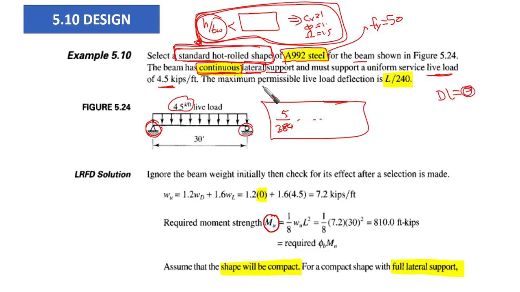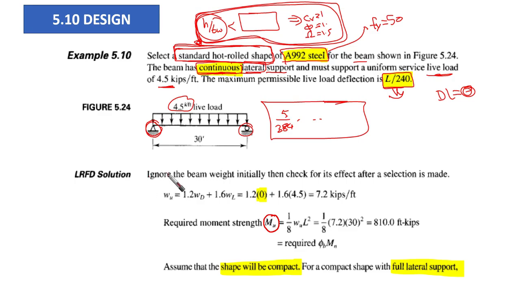The maximum permissible live load deflection is L over 240. So it gives us the maximum permissible deflection. Then we are going to design smoothly, because everything is given in this example. So let's start with the LRFD solution.